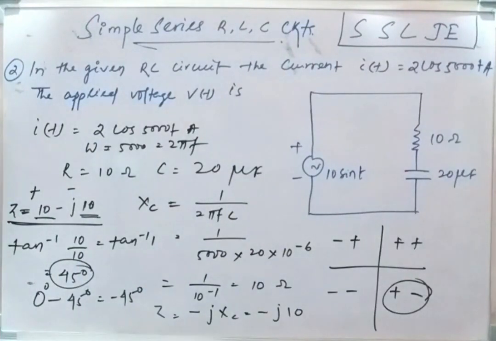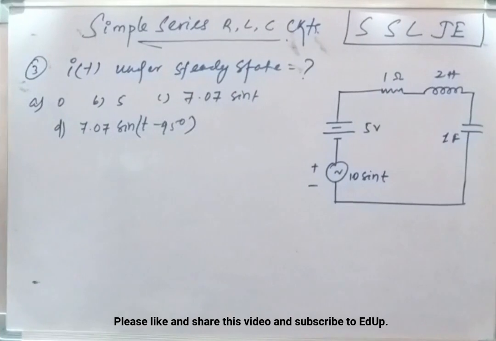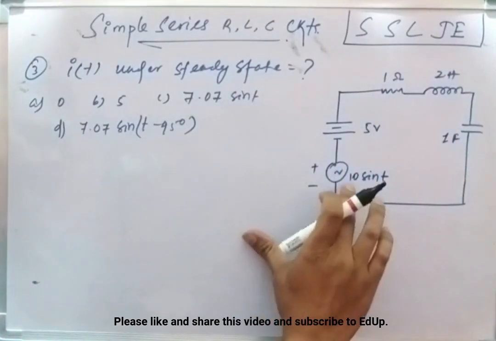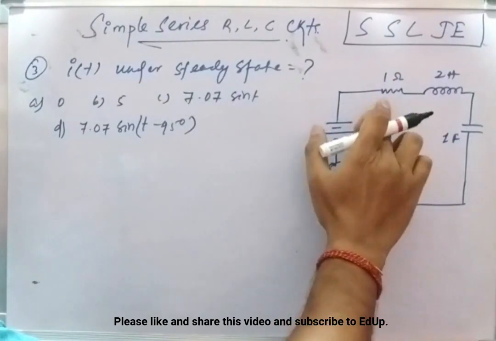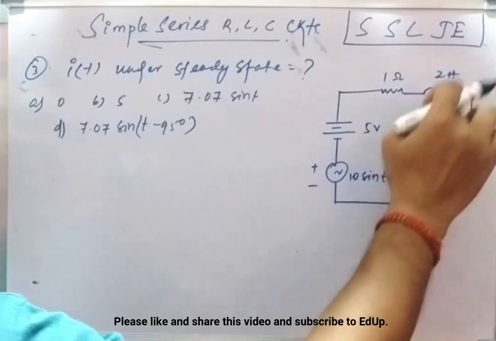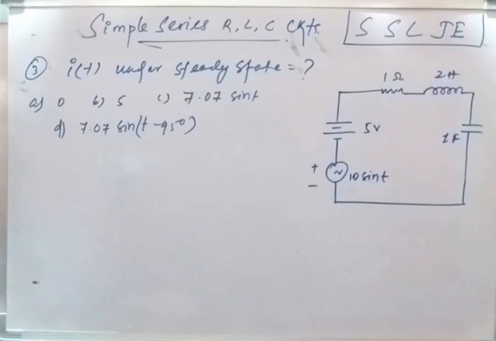Right. So let us go to the third question. In the third question, it is asking for IT under steady state current. You have to find out under steady state. And in the circuit you can see there is an AC source 10 sin t. There is a DC source 5 volt. Resistance given 1 ohm, inductance given 2 Henry, and the capacitance is given 1 farad. And you have to find out the current.